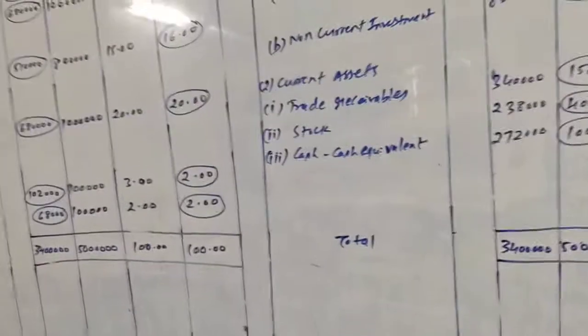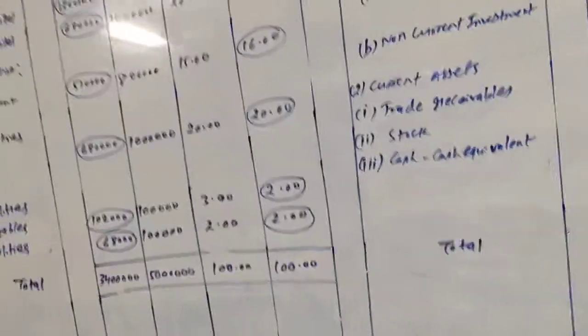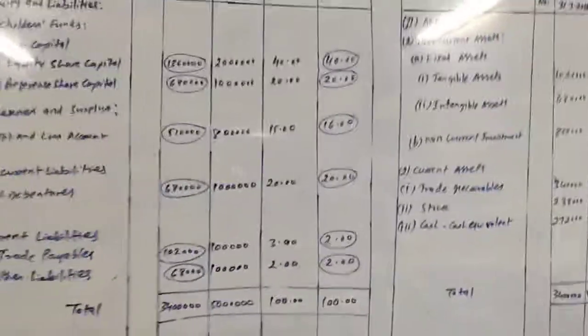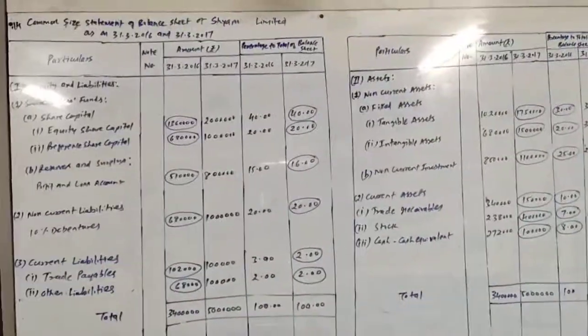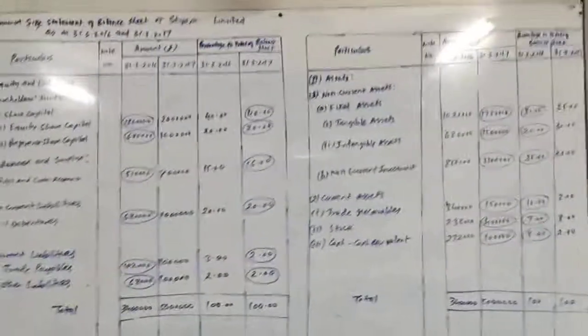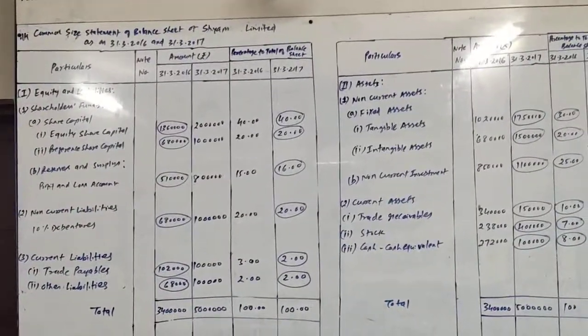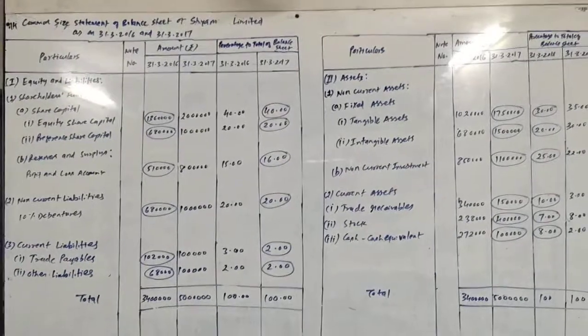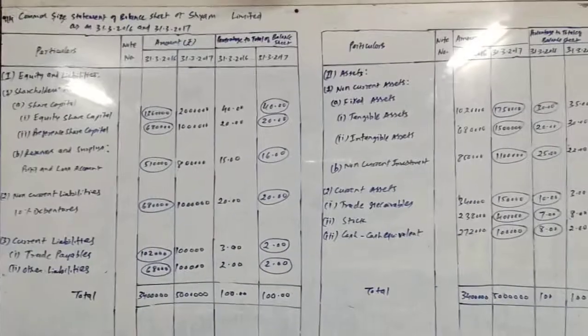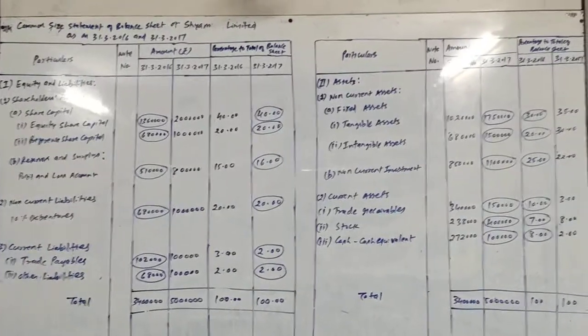So this is how the balancing figure we have to find and record in the common size statement for sum number 14. So friends, this was the last sum of the chapter. Here we come to the end of this chapter. From the next lecture we will be starting a new chapter, that will be accounting ratio.